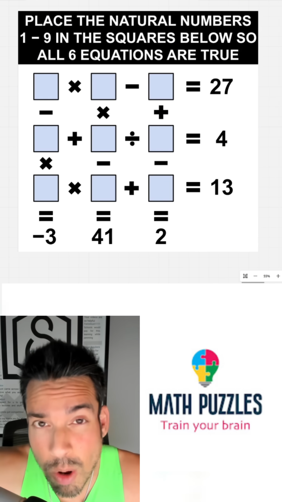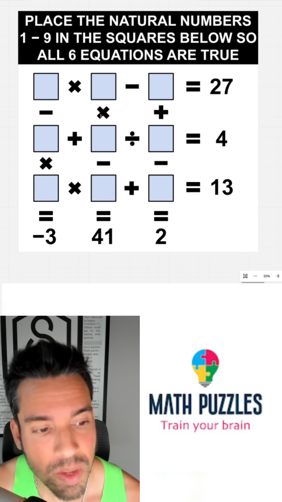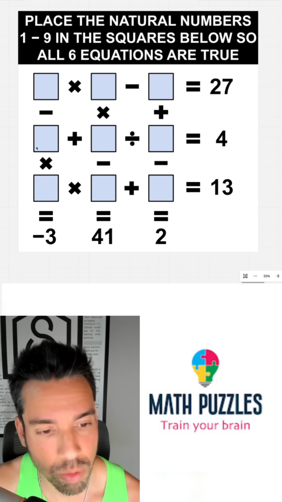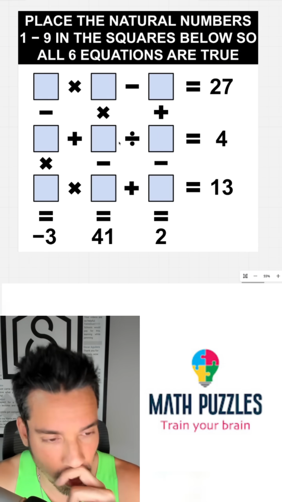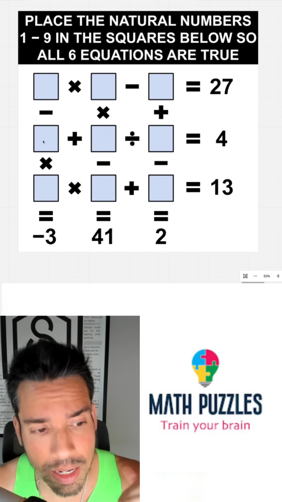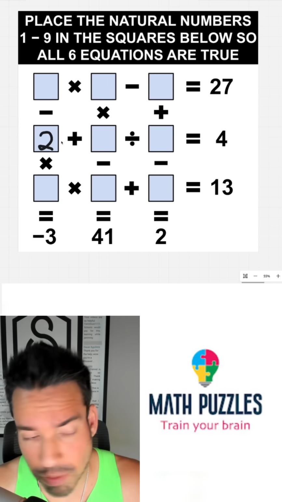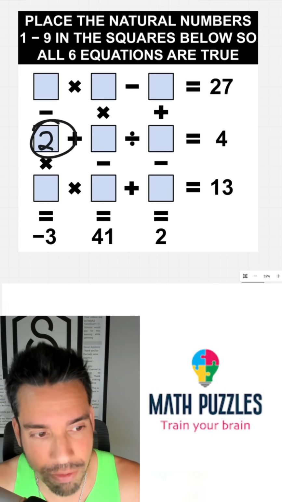Also, 4 is a pretty small number. To get 4 by addition, it's either going to be 1 plus 3, 3 plus 1, or 2 plus 2. It's going to be one of those options. It can't be anything bigger than that. So let's just go by an assumption here. Let's place a 2 here. If that doesn't work, we can try 1 or 3 after that.